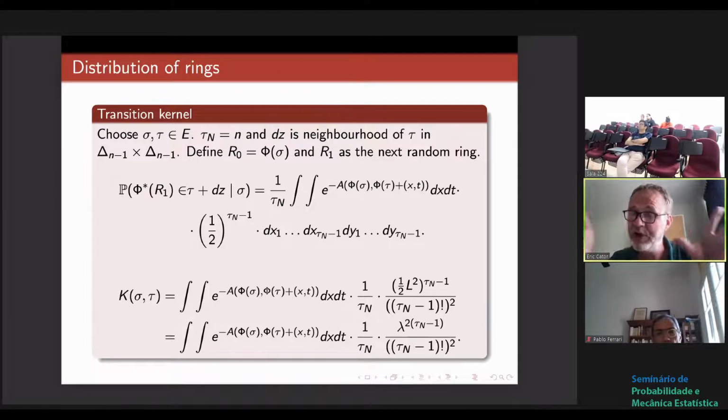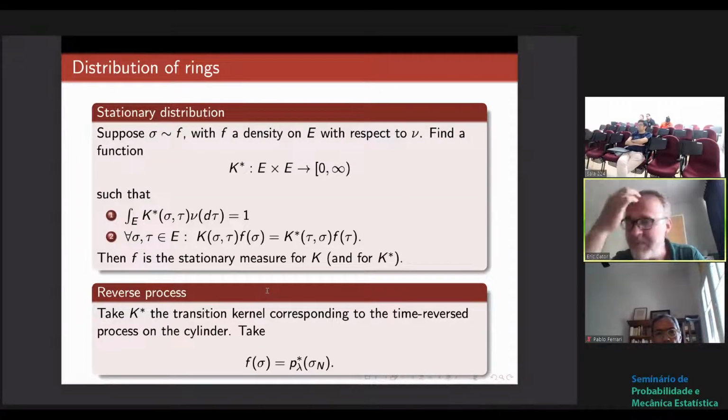As long as you're very careful, you're able to write up the actual transition kernel of the Markov chain that we're looking at. Now, if you have the transition kernel, there's a chance that you can actually prove that you have the stationary measure, right? So we're going to use the following trick. We have a transition kernel K, and we have some density F on E with respect to nu. And we want to show that this F is the stationary distribution. Now, suppose I can find another transition kernel, K star, which satisfies the following two things.